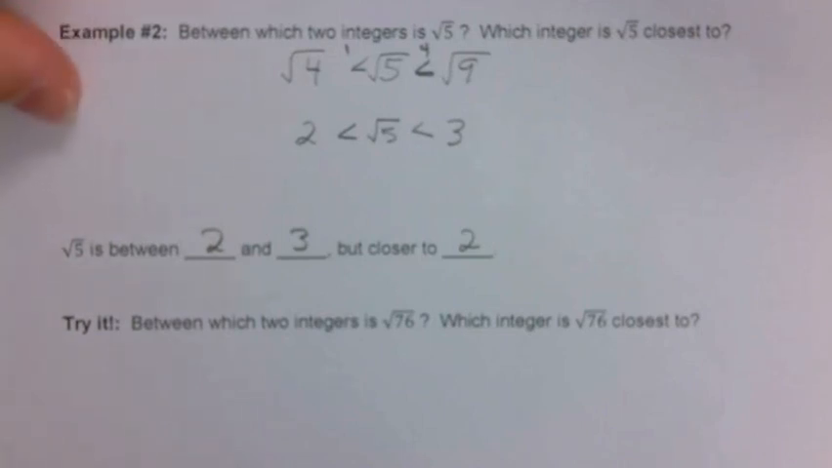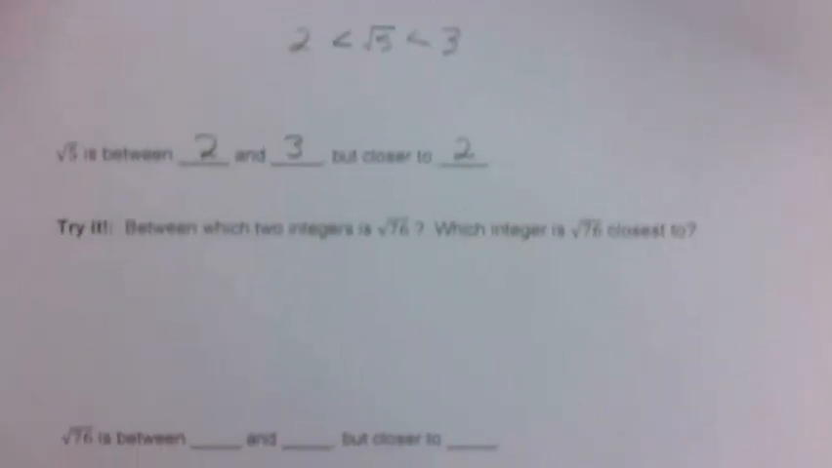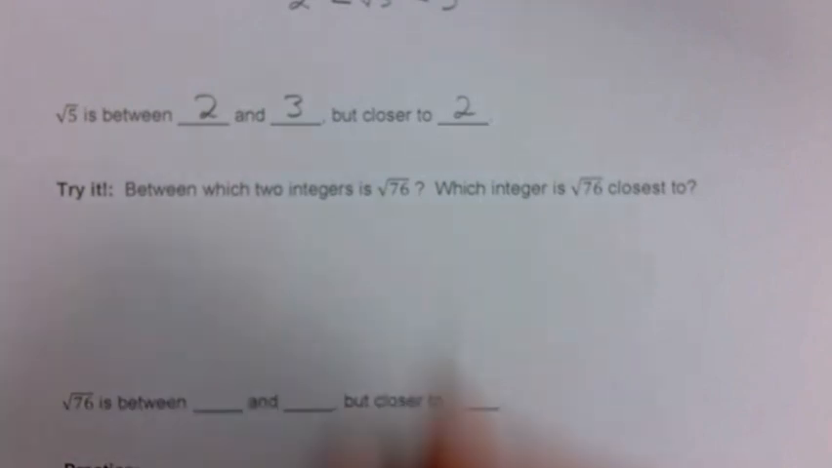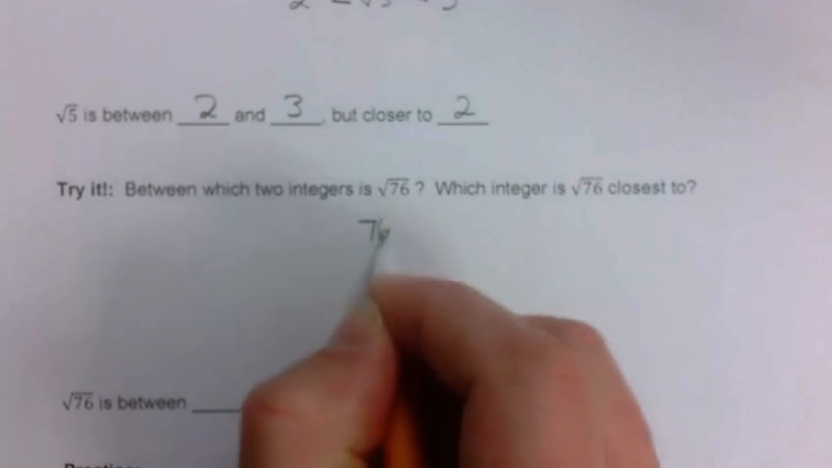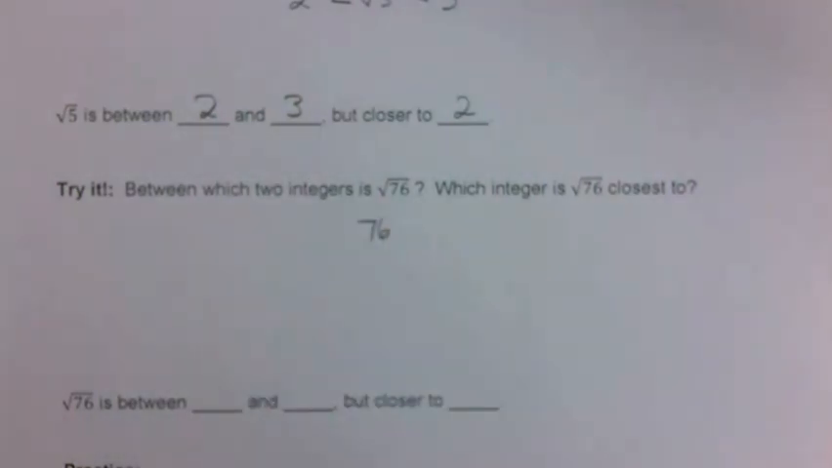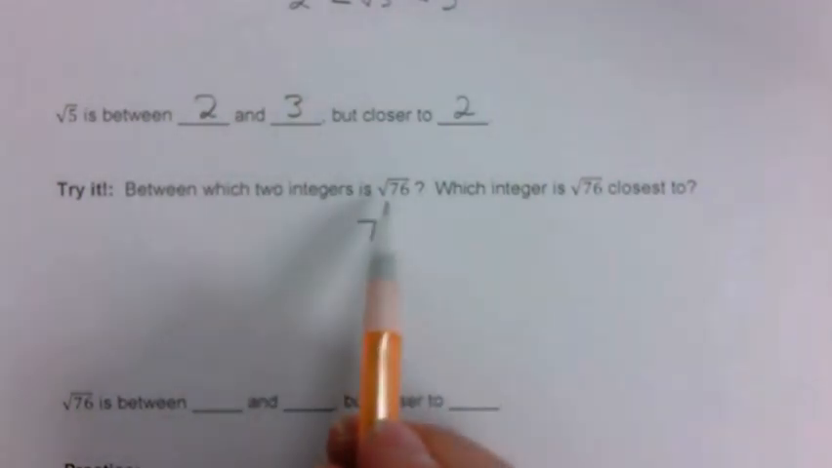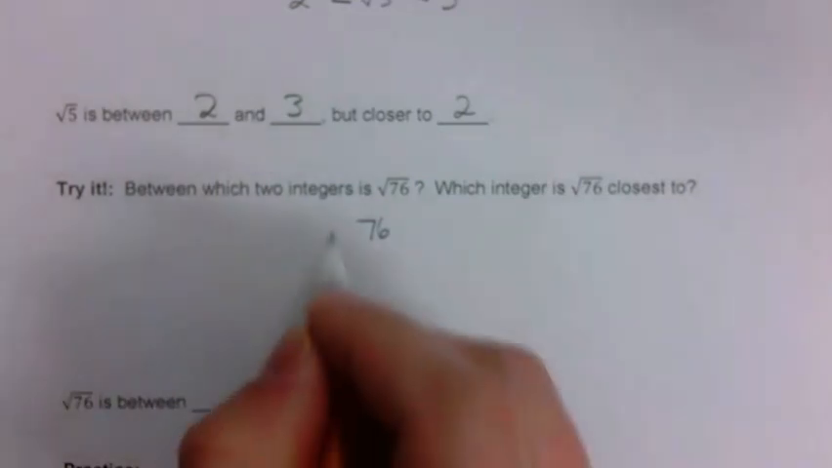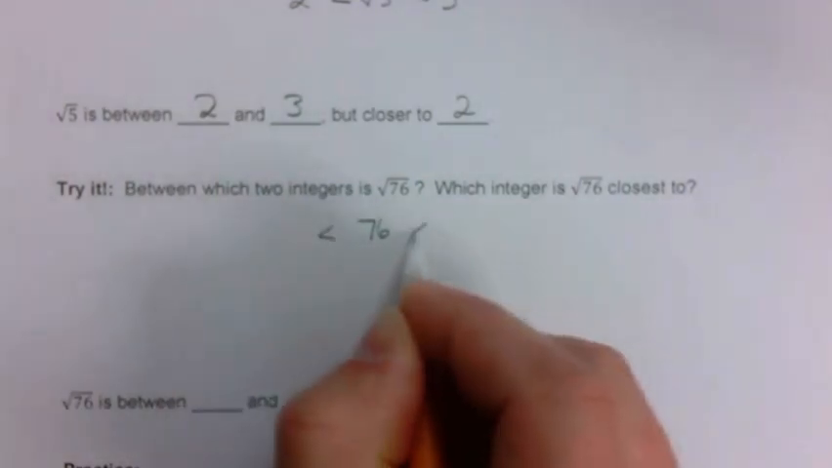All right, let's try that again with a different example. Between which two integers is the square root of 76? Which integer is the square root of 76 closest to? So just like I did before, I have to figure out 76, that's my number underneath the square root symbol. If I took the square root of that number, I would again get an irrational number, which is a non-terminating, non-repeating decimal. But which perfect squares is 76 in between?